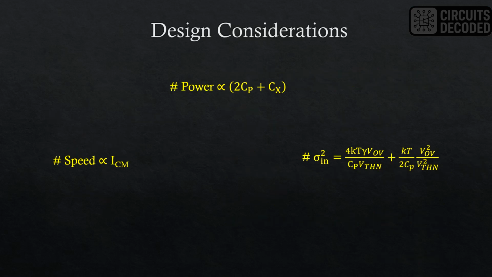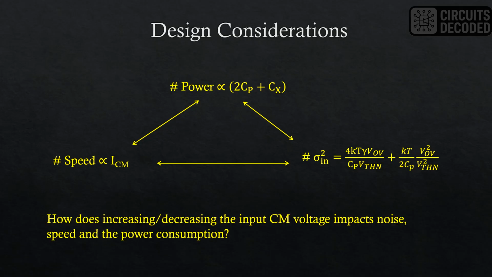Now it's time to get some design considerations based on the power, speed, and noise expressions as shown here. The power consumption of the circuit is proportional to the sum of the node capacitors. The speed is proportional to ICM, and the input referred noise variance is proportional to the overdrive voltage VOV and inversely proportional to the parasitic capacitor Cp. Now a design question is, how does increasing or decreasing the input common mode voltage impact the noise, speed, and power consumption of the comparator?